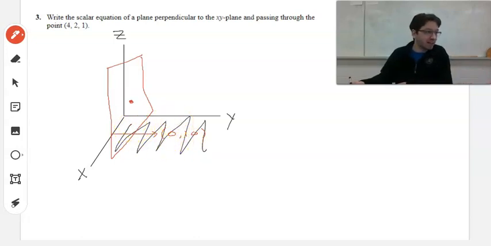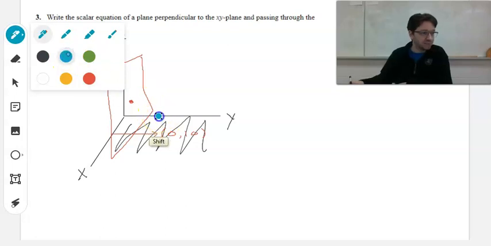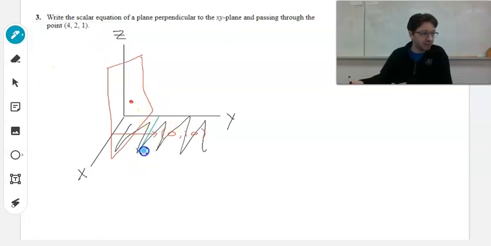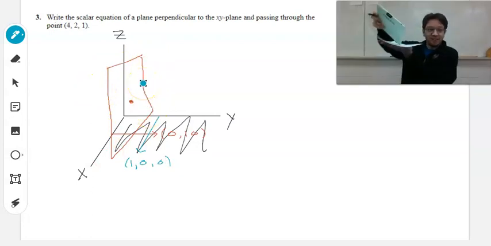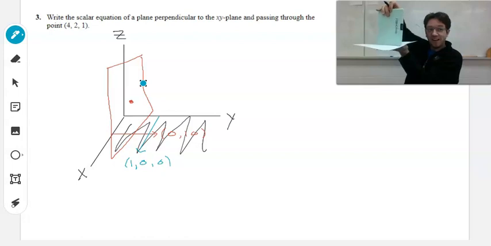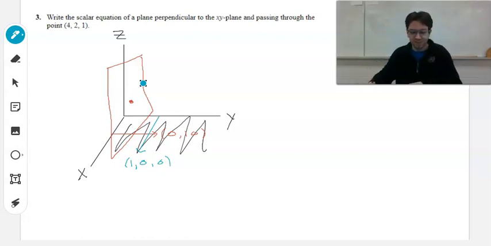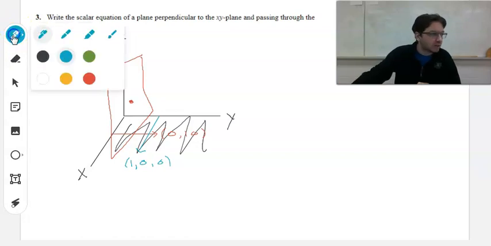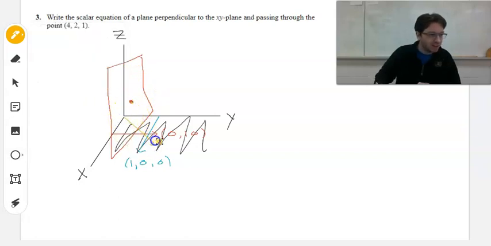You could also pick this vector, 1, 0, 0. Now, this vector obviously isn't perpendicular to the one I've drawn, but it would be perpendicular, not to this one, but to that one, which is still a plane perpendicular to the xy plane. Similarly, you can pick, change color, take this one, something like this. That would work as well.